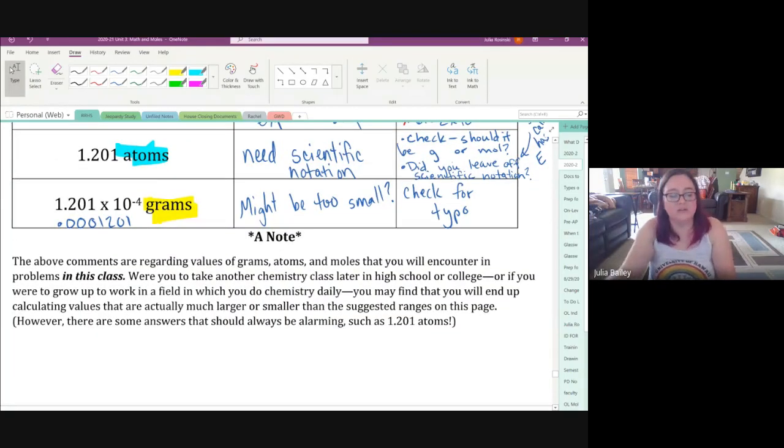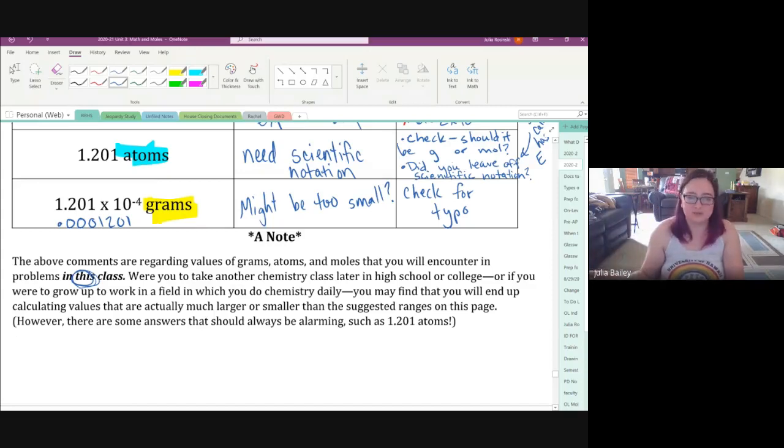Okay, a note, all of these comments we just said are regarding values of grams, atoms, and moles that we're going to encounter in this class. If you take another chemistry class later in high school, or in college, or if you grow up and work in a field in which you do chemistry daily, you could totally end up with numbers outside these ranges. I'm just talking about, for the purposes of this class, what kinds of answers should alarm you.